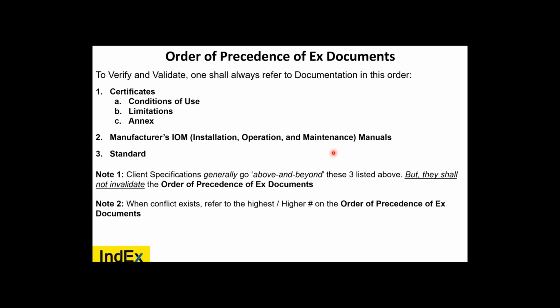Now, generally, client specifications, so end users such as Chevron, ConocoPhillips, their specifications shall usually go above and beyond the standards. But if they meet the standards, that's okay, but they shall not invalidate the 3 previous listed documents. When a conflict exists, refer to the highest number in that order. If there's a conflict between the manufacturer's documentation and the certificate, you shall follow the certificate.